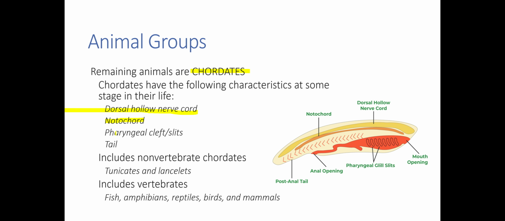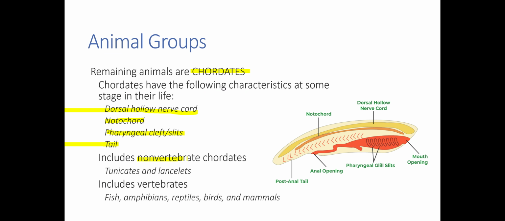You have the pharyngeal clefts or slits. In some organisms, these will become gills. They actually become part of our inner ear. And then there's what's called a tail, or a post-anal tail. Now, obviously, we are chordates, but we don't have tails currently. So they just had to have these at some point in their life.